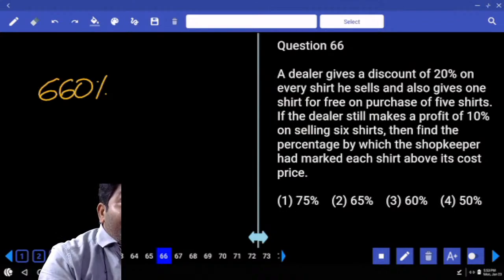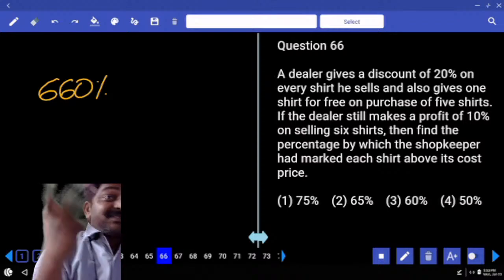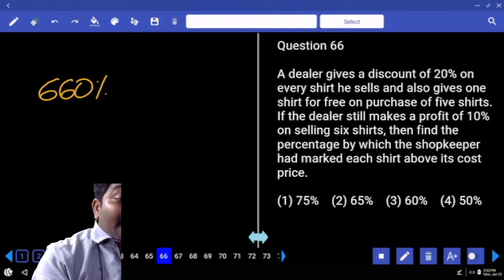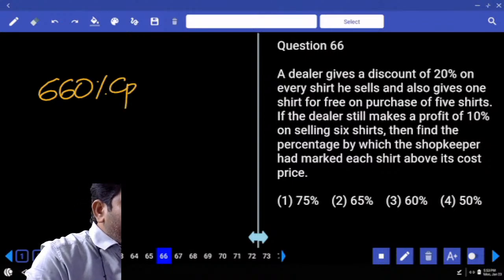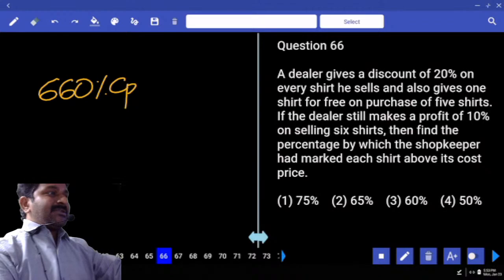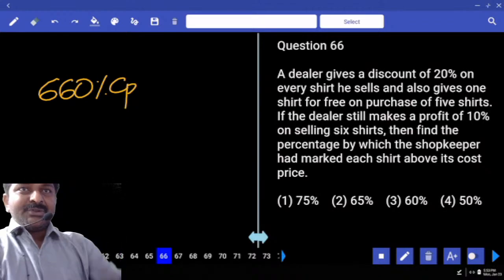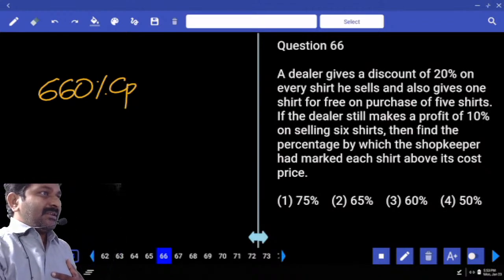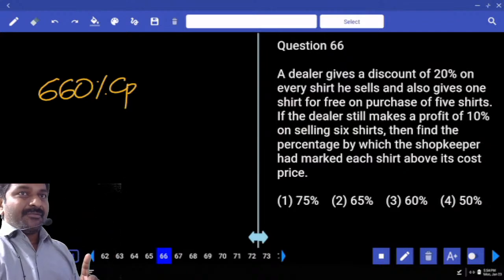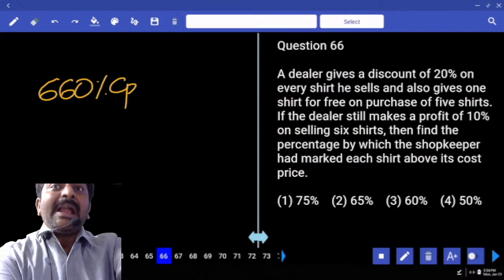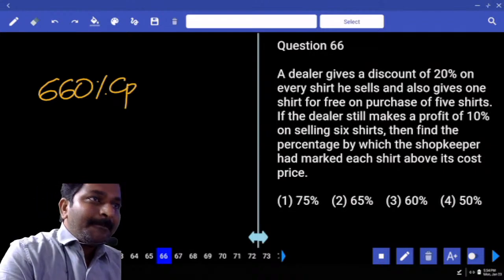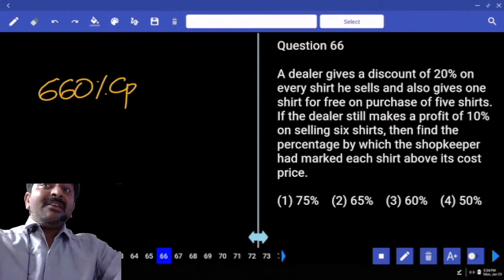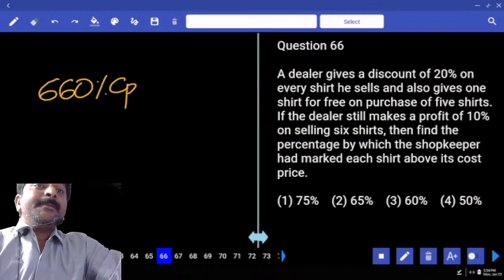60% of which price? Cost price. Have you understood? Price of each shirt is 100%. I am giving you 6 shirts, so it costed me 600%. And still I am making a 10% profit. So I am selling at 660% of the cost price. Clear?